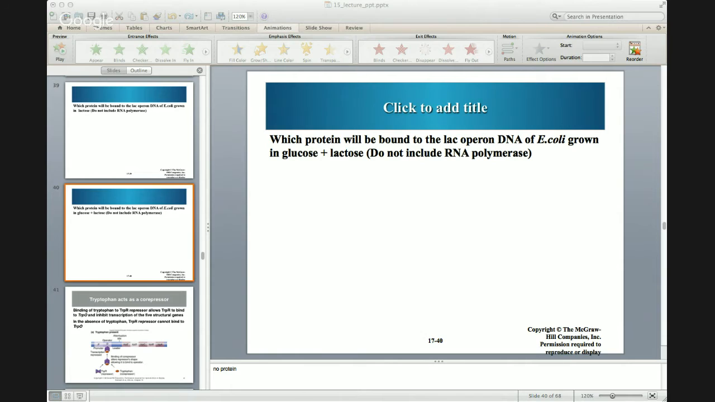Yes, it does favor glucose, Zach. So if both glucose and lactose are present, we know that the repressor protein will not be bound, because the repressor will be bound to lactose. And Clementine, you can answer in the poll, okay?